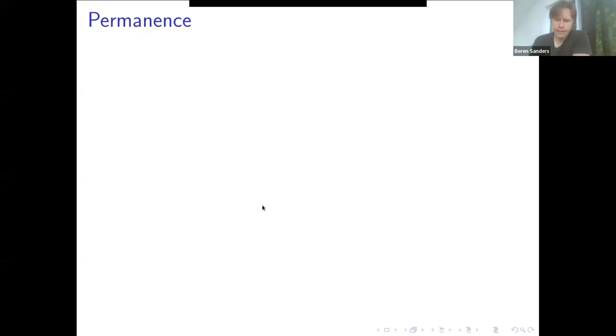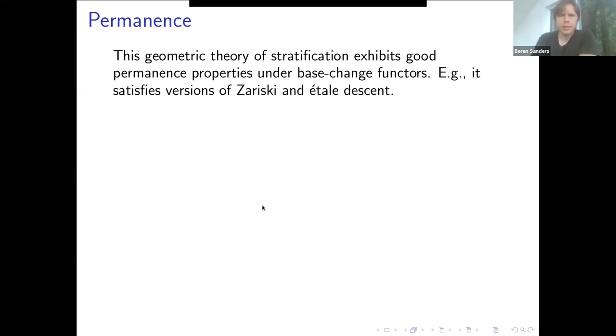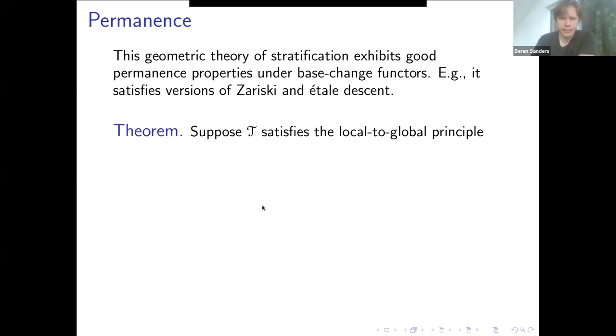The second thing is permanence. We're basing this approach to stratification on the Balmer spectrum, which leads to a geometric perspective of thinking about things. And indeed, one can start thinking geometrically about this problem of stratification. So for example, stratification satisfies versions of Zariski and étale descent. Let me just state such a theorem.